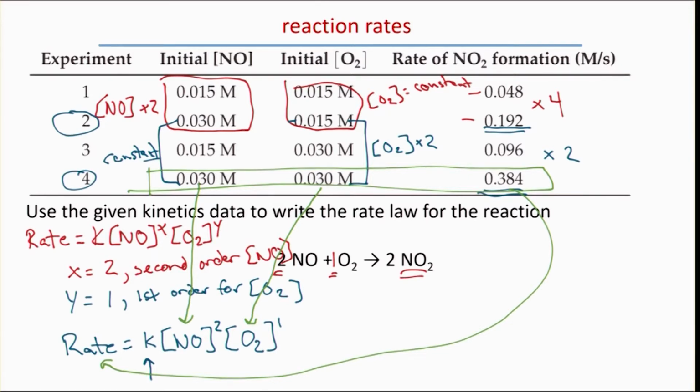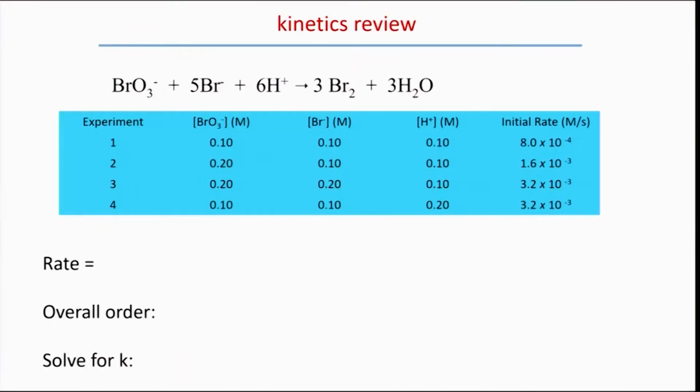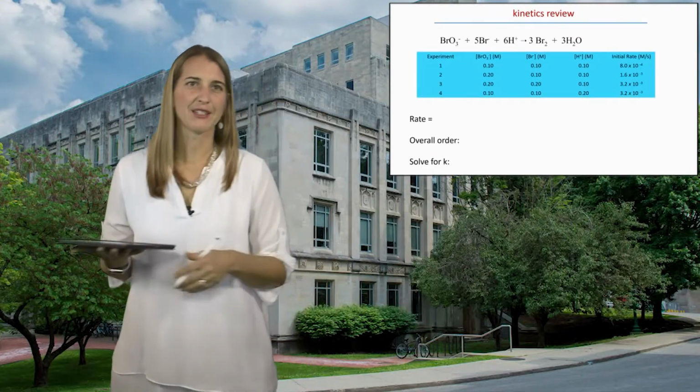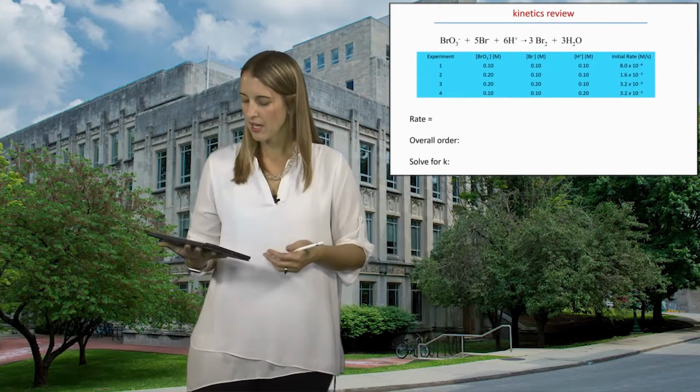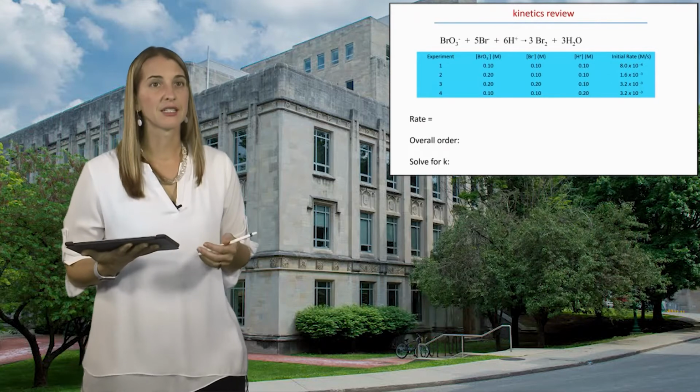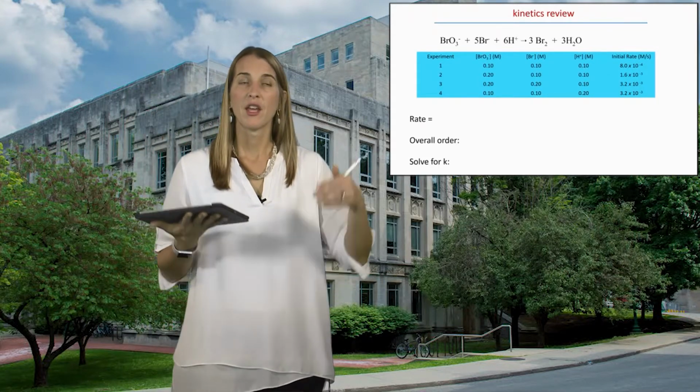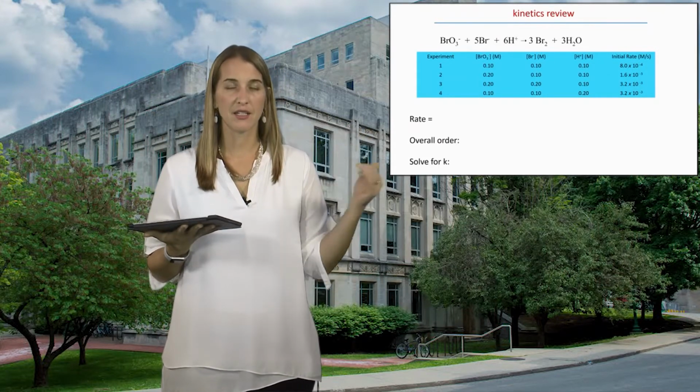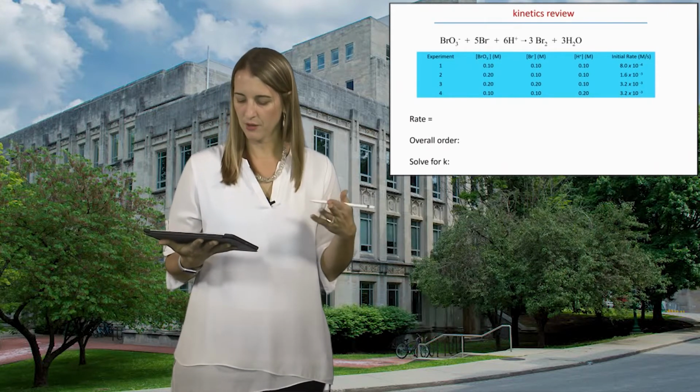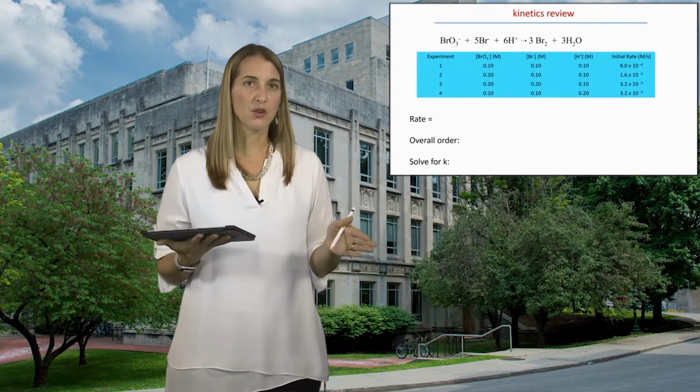All right, we have another one to look at. This one right here is another reaction. This one actually has 3 reactants, so you have to find the rate order for all of them. There's a bunch of experimental data going on here. There are 4 experiments, and the initial concentrations and the rates are listed.